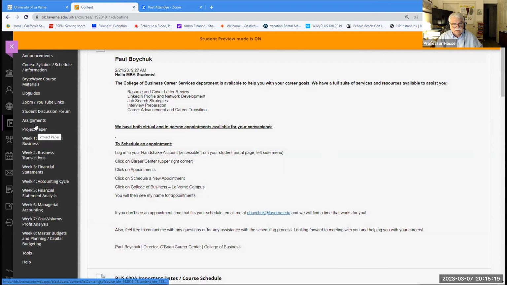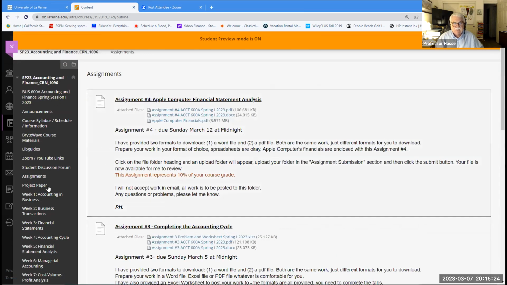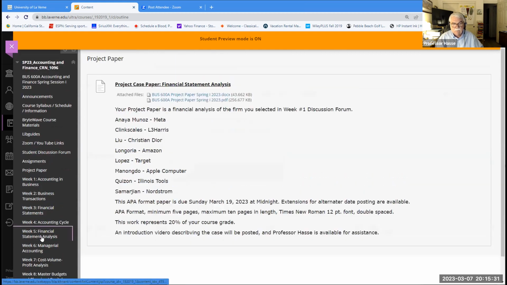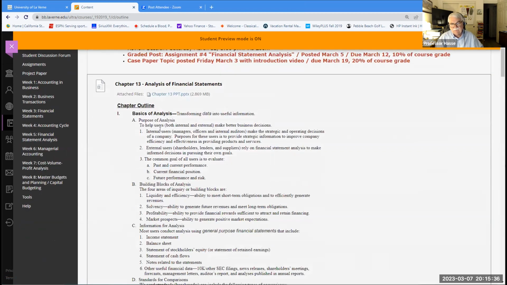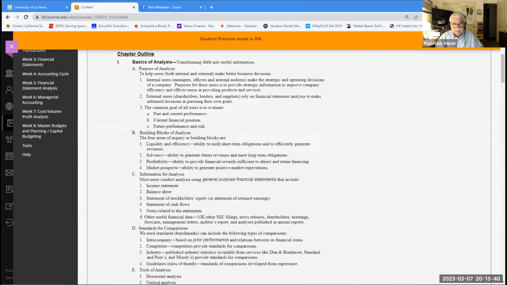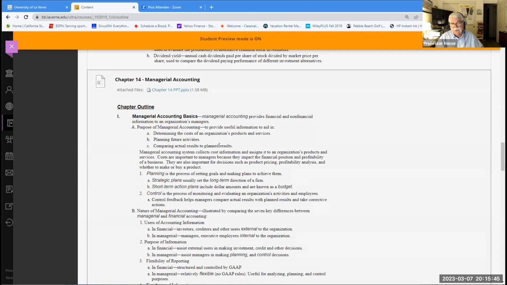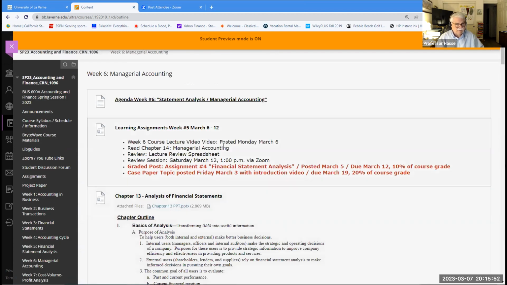Again, here is the areas of assignments where you have assignment 4 this week. You have the project paper due in another couple weeks. And here's our work in week 6 of our file folder. An outline of refreshing ourselves with analysis of financial statements, which you're doing in the assignment this week. And also the introduction to managerial accounting, which I'm going to talk a little about in just a few minutes. So that's where we stand as we begin this week 6 in our class.